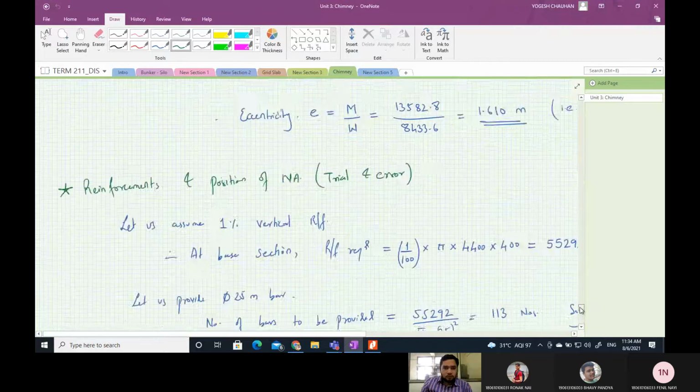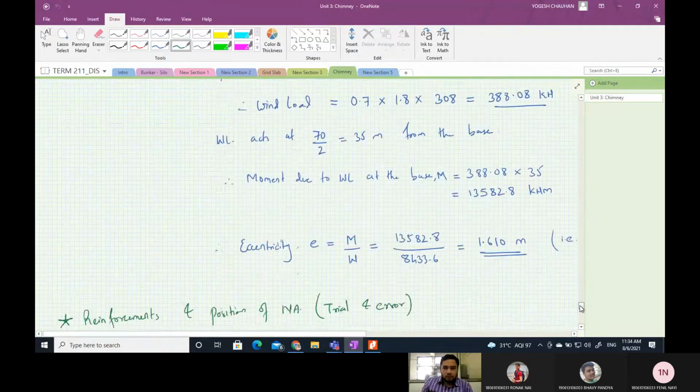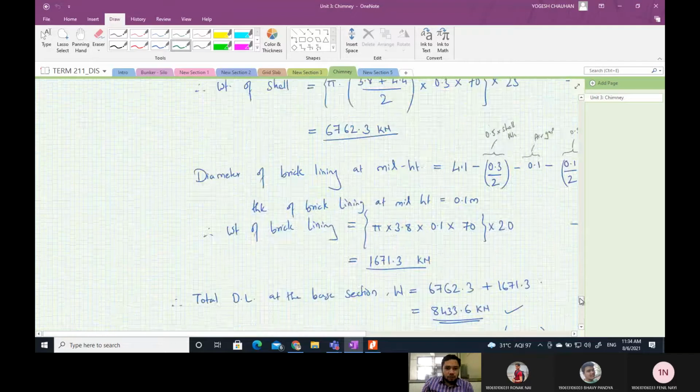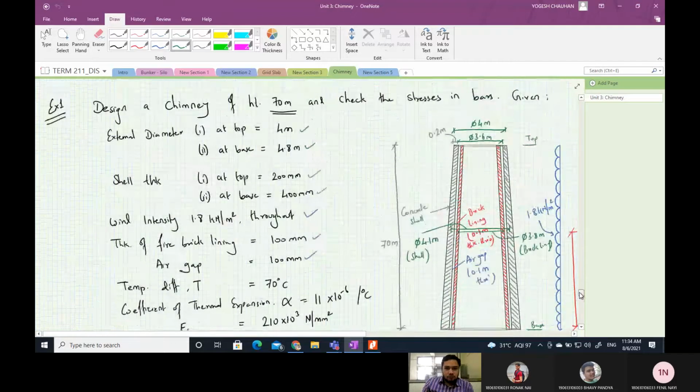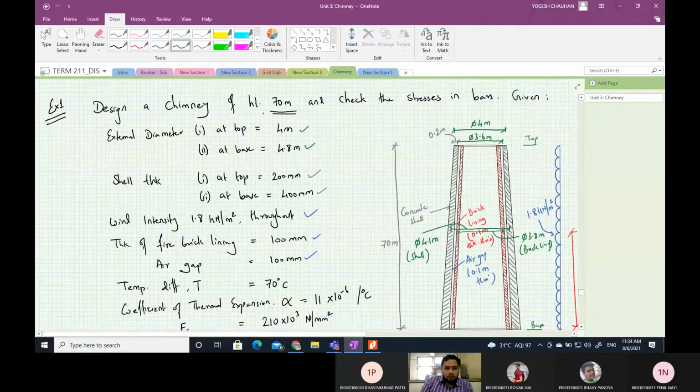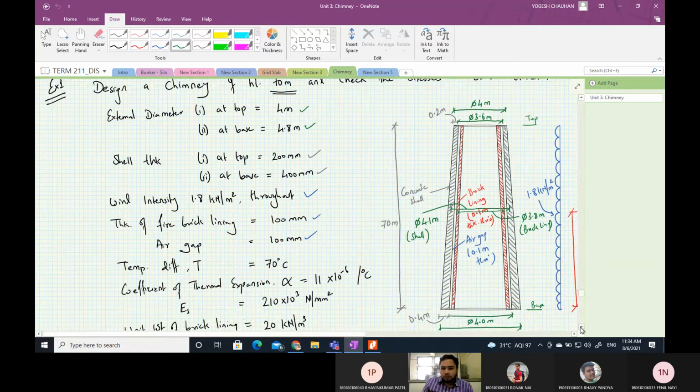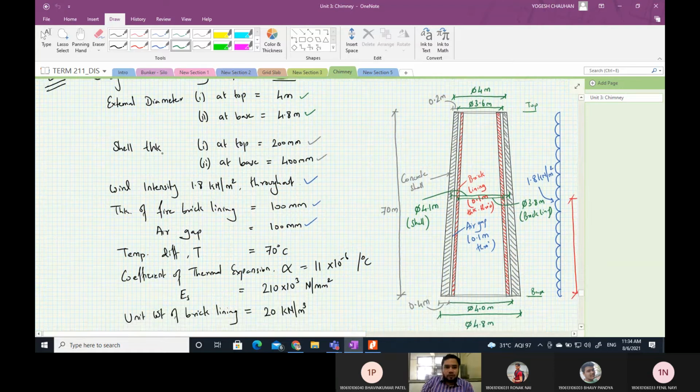In the previous class, we started with an example of design of chimney. We are supposed to design a chimney of height 70 meter, having external diameter 4 meter at the top and 4.8 meter at the bottom. The thickness of the shell at the top is 200 mm and at the base it is 400 mm. The wind intensity is 1.8 kN per meter square, acting throughout uniformly.